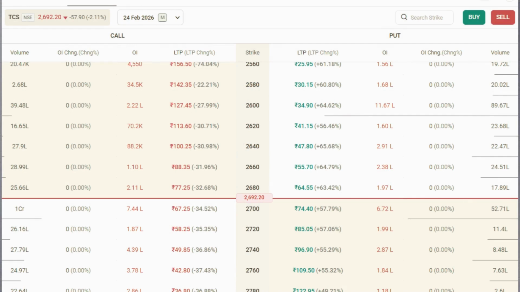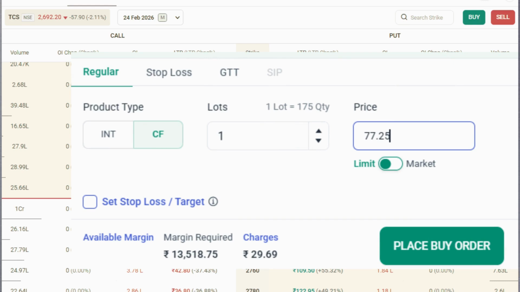For example, at strike 2680, the call premium is 77 rupees and 25 paise. With a lot size of 175, your total investment comes to 13,518 rupees and 75 paise. That is the total amount you're putting at risk as a buyer.